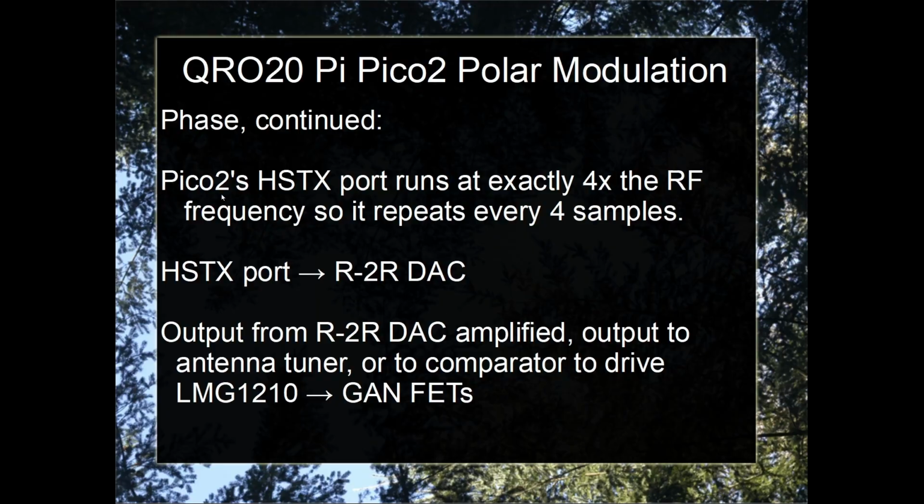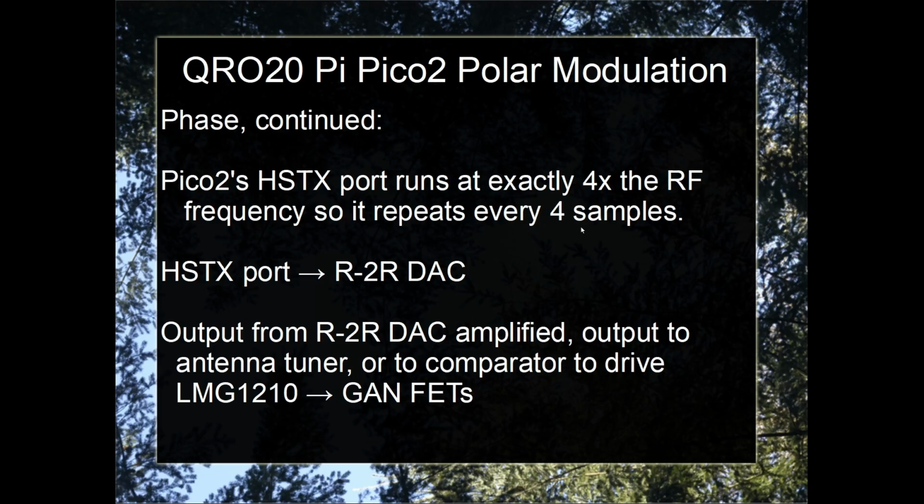The Pico2's HSTX port runs at double the clock rate. So if you're running at, say, 150 megahertz clock, this can actually output at up to 300 megabytes per second. It's kind of incredible. But we're not going to run it quite that fast. We're just going to run it at exactly 4 times the RF frequency.